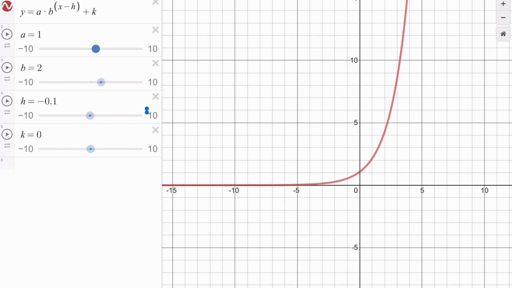All right, let's bring this back to 1. Whoops, 1. Now for h, well, it's at 0.9, close enough. With h, you see if we go positive h values, which would write it as a minus in the problem, and go to the right, and as we go to the negative values, which would write it as a plus in the problem, we go to the left, okay? And then for k, we increase, it goes up. We decrease, it goes down, okay?